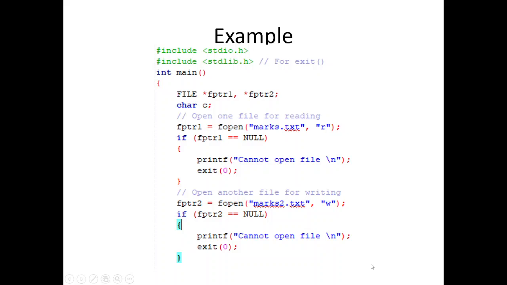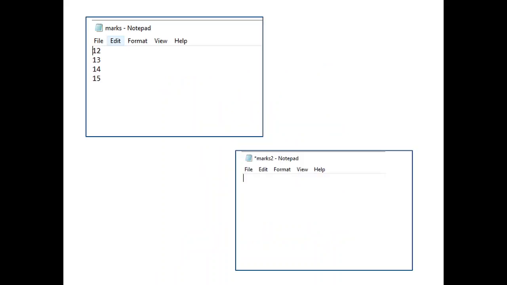Before moving to this, let us see what is there in the two files. This is the first file marks and this is the second file marks2. This file is opened for reading and this file is opened for writing. So what is our aim? We are going to read character by character. This is a number, but it is read as a character, right? A numeric character.